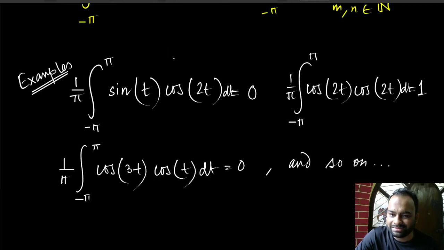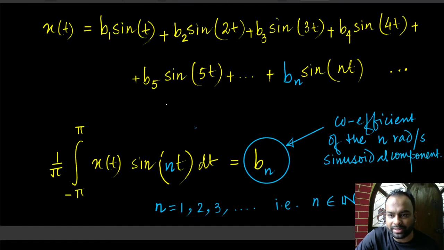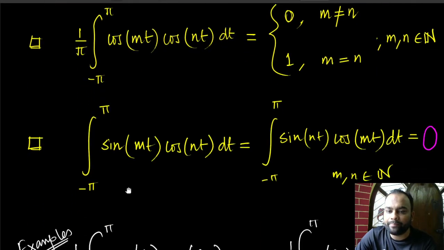So with this in mind, let's go back and look at this one. If I have a signal that is considered to be comprising sinusoids of different frequencies like sine of 1 radian per second, 2 radian per second, 3 radian per second, and so on, with amplitudes b1, b2, b3, b4, and so on up to bn for n radian per second, then the amplitude of the n radian per second component can be calculated by this integration. So if I put n equal to 1, I get the amplitude for the 1 radian per second component.